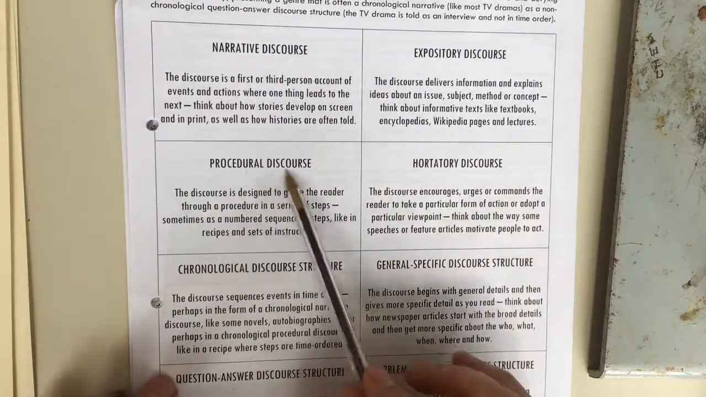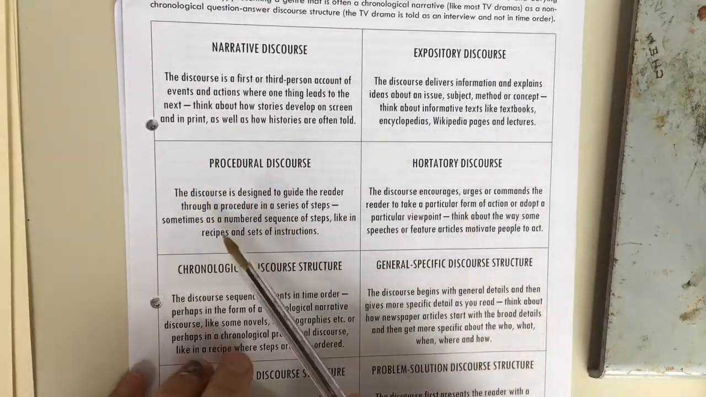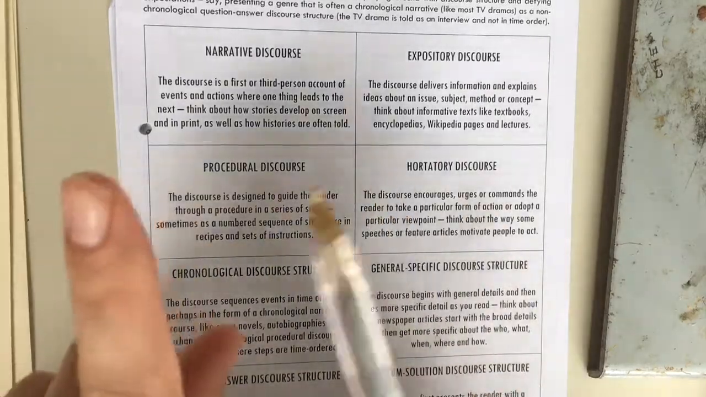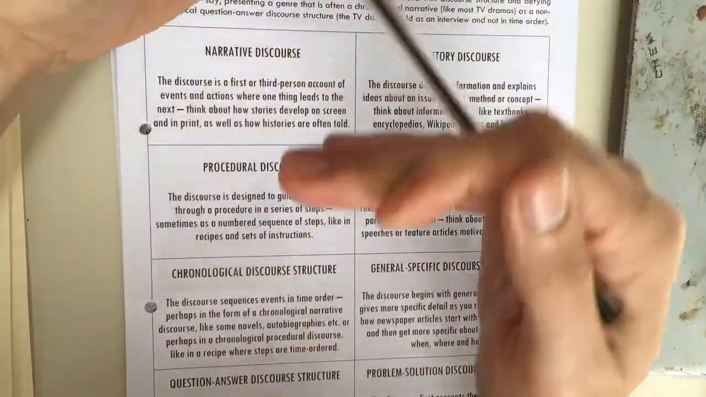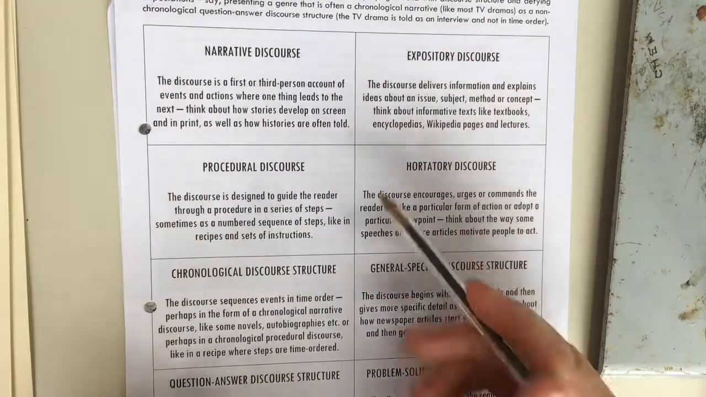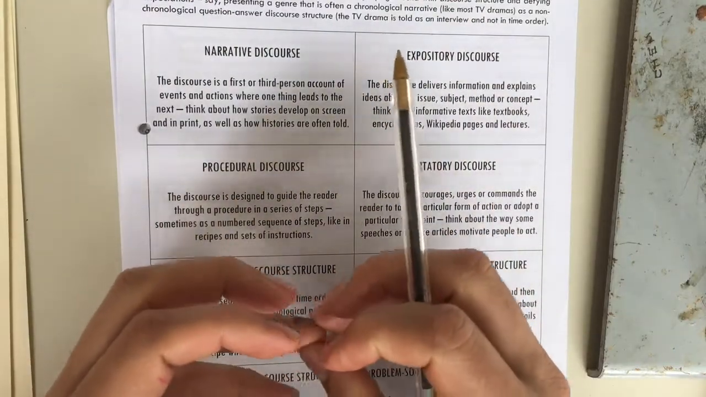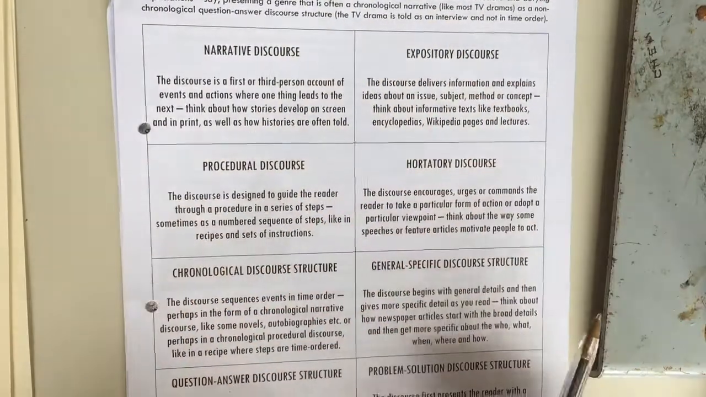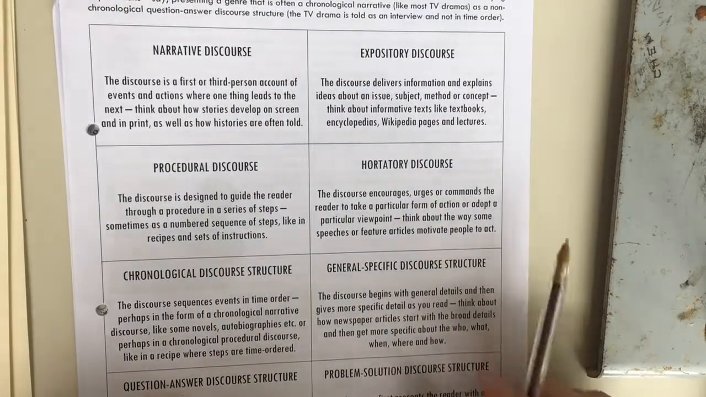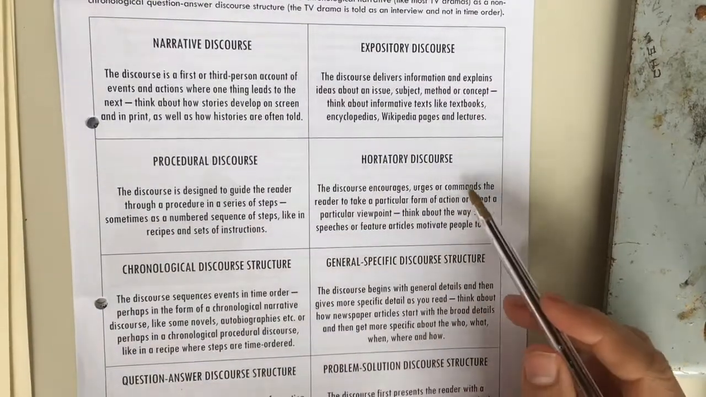The next one would be procedural, a procedure, guiding the reader through a series of steps, step by step. You could have something structured almost like a flow chart or flow diagram. Something like a recipe could be procedural. Difficult to say.